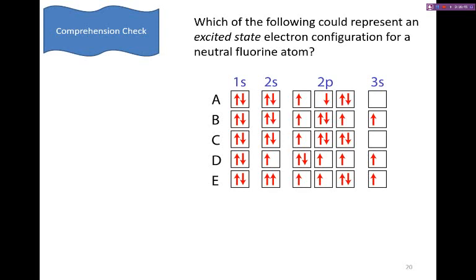So, which of the following could represent an excited state for a neutral fluorine atom? The way we want to think about this is a couple different things. We need to recognize that we're talking about excited state as opposed to the ground state. We're a neutral element, so it's not an ion, and it's fluorine, which means that if you look on the periodic table, fluorine has 9 protons. It's neutral, so it must have 9 electrons. And so we're looking for something that has 9 electrons.